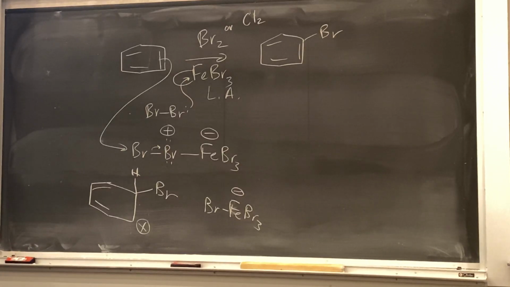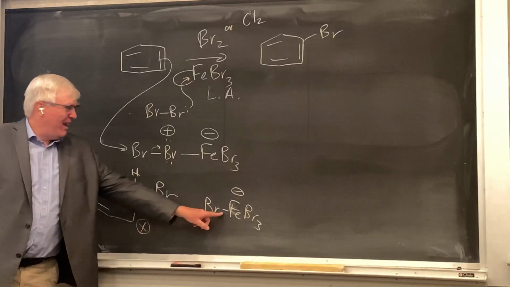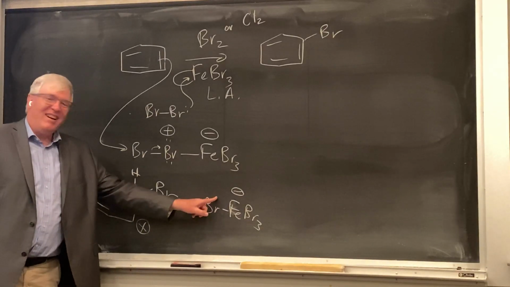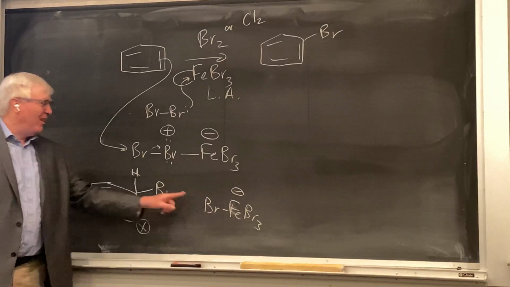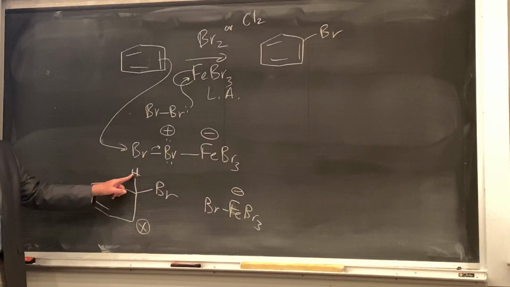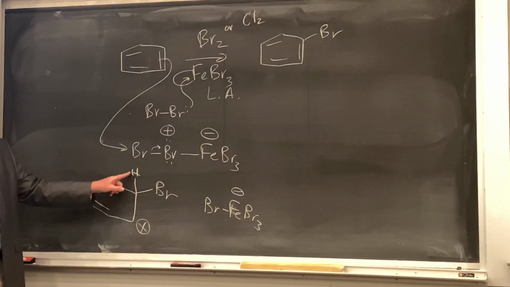So what are we going to use to take off this hydrogen? Do we have water in here? What's going to be our base this time? A little bit different, right? What if we take the bromide off here? Yeah, that would be the negatively charged bromide. And is that a strong enough base to take off this hydrogen? Yes, it turns out it is. This is an extremely acidic hydrogen.